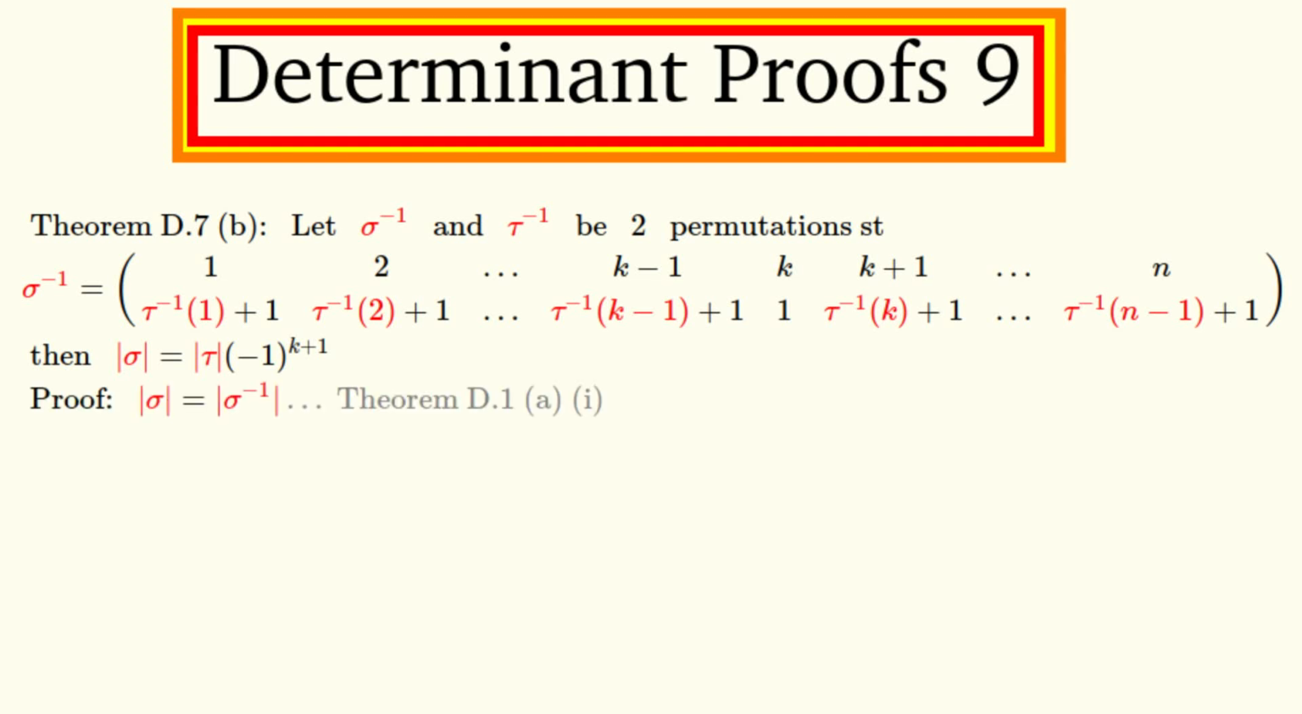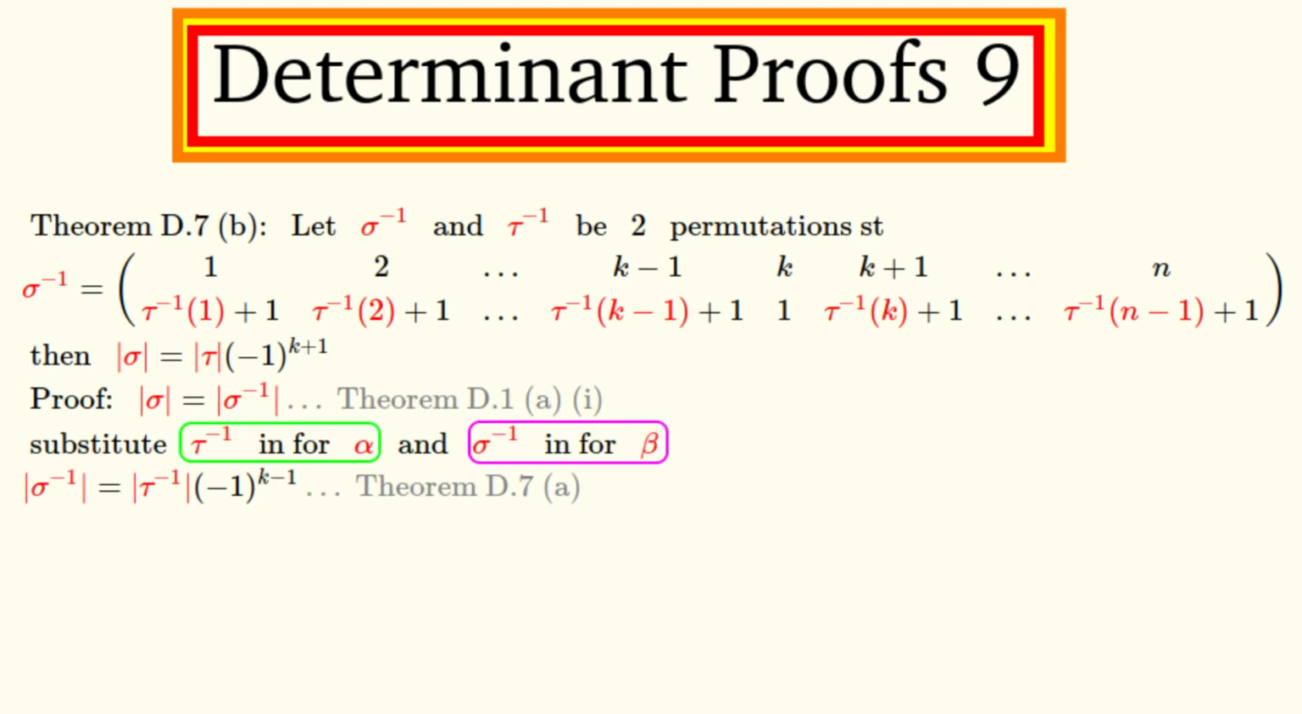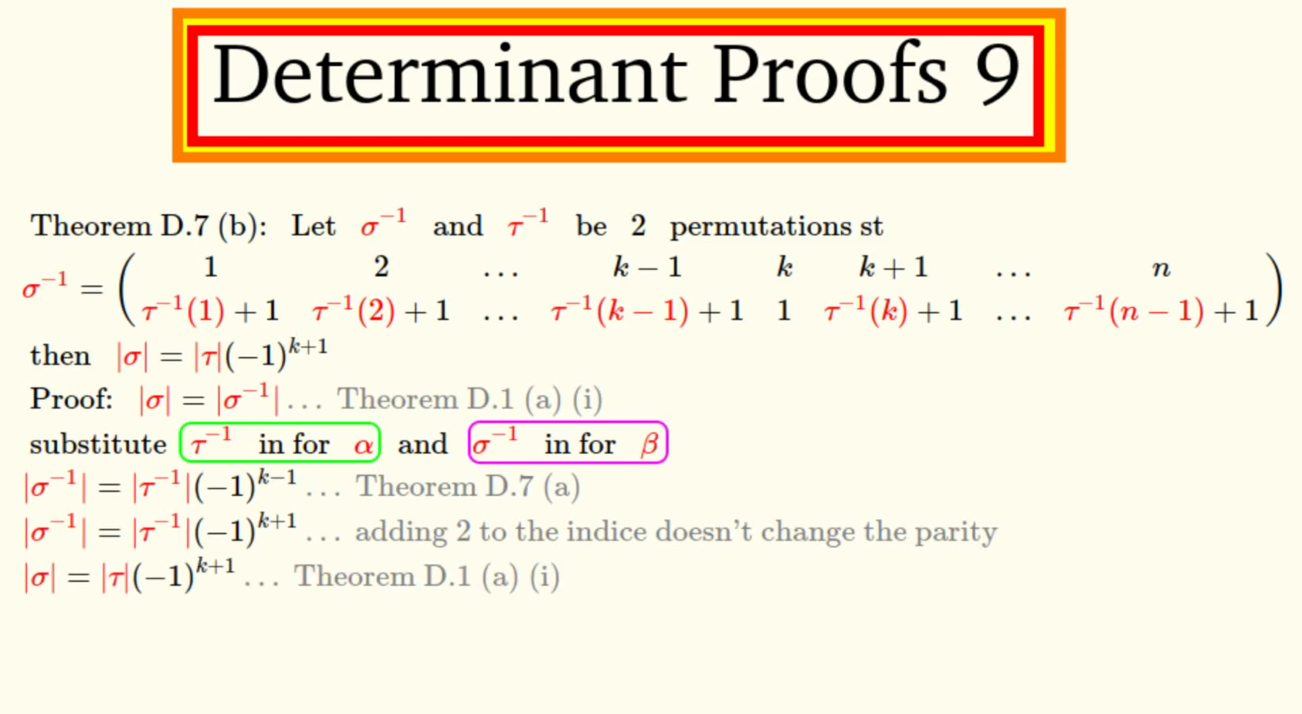So now to prove it, we can use this parity equality that we've already proven before. And then we've proven this in part A of this proof. We need to substitute inverse tau in for alpha and inverse sigma in for beta. We can add 2 to this indice and it won't change it because we're multiplying it by 1. We can substitute the function tau in for the inverse of tau that we've proven in a past video. We've invoked this theorem twice now in this part of the proof.